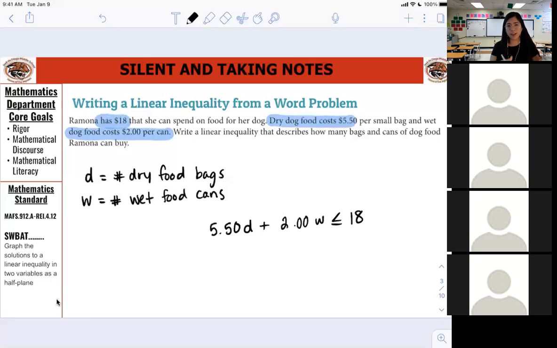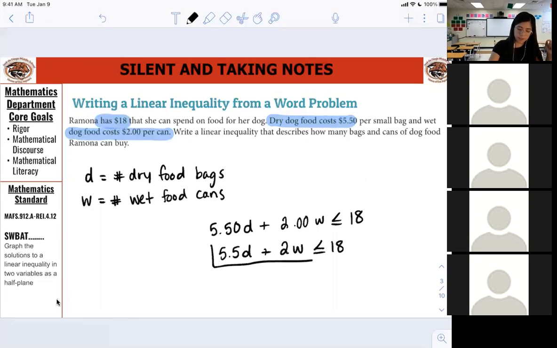We take what we're adding up and it has to be less than the total amount, less than or equal to 18. Now I'm just going to simplify it, since $5.50, I can simplify that and just make it 5.5. And the $2, I can simplify it, just make it 2. There's my final inequality. The hardest part usually is figuring out which symbol you want to use. So in the next problem, my one clue for you guys is just make sure you're reading it very carefully.